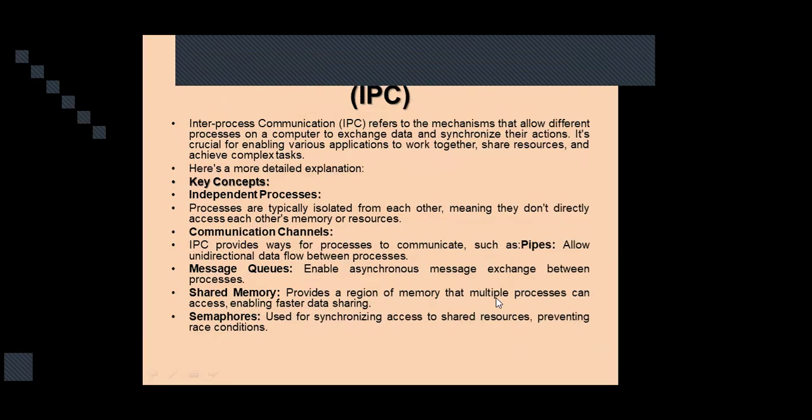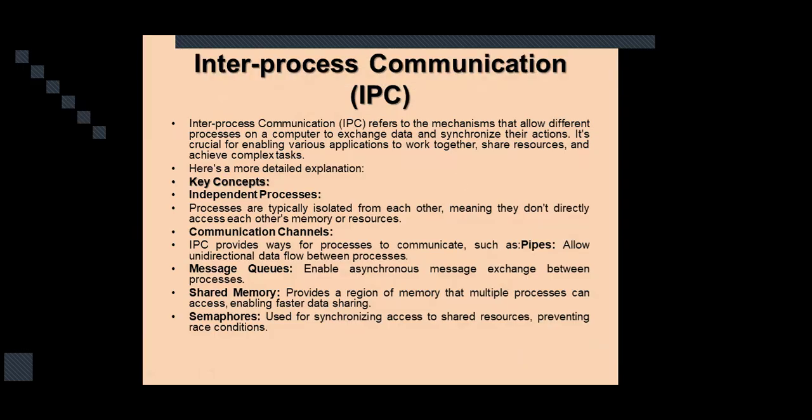Then we have the IPC, that is inter-process communication. It refers to the mechanism that allows different processes on a computer to exchange data and synchronize their actions. There are key concepts: independent processes, communication channels, message queues, shared memory, and semaphores. Independent processes are typically isolated from each other, meaning they do not directly access each other's memory or resources. They are working on independent memory or resources.